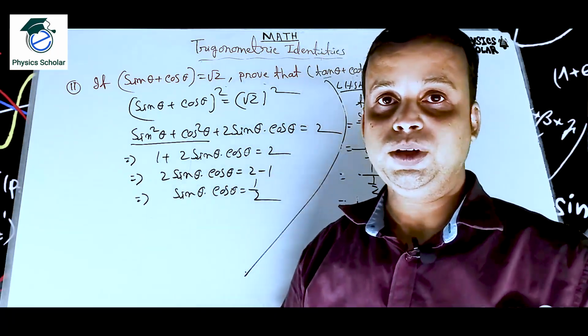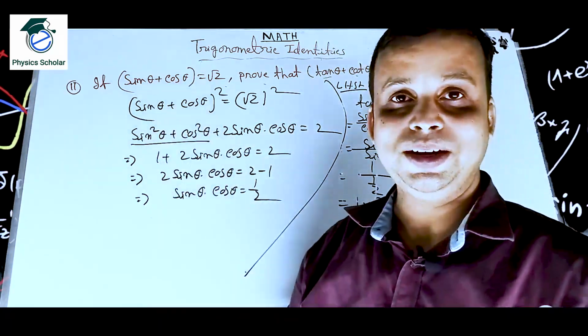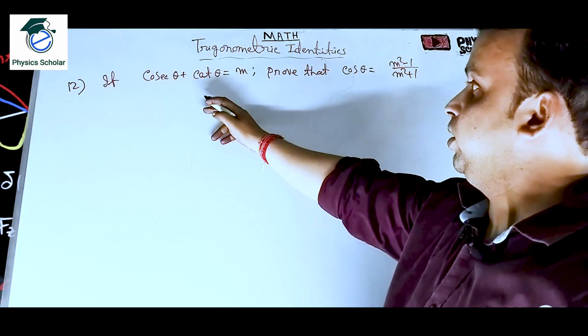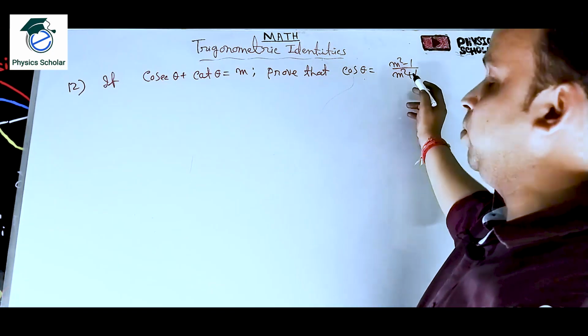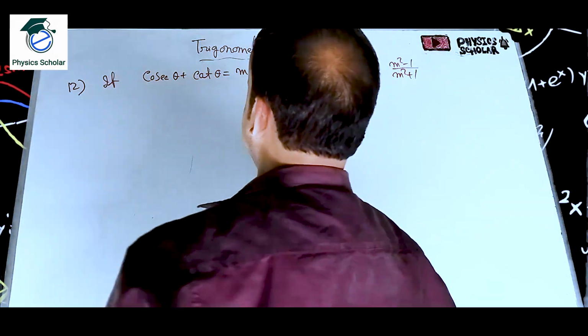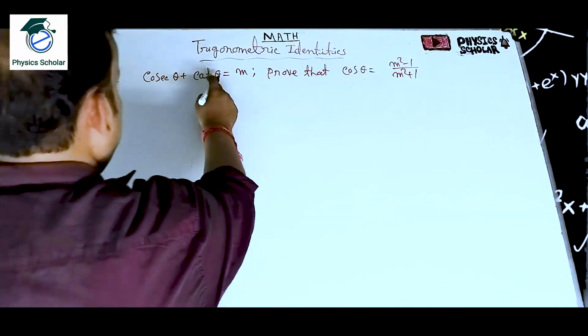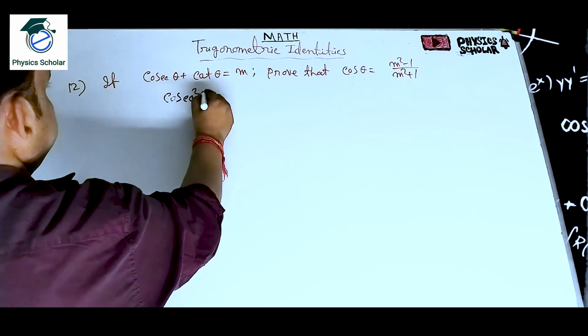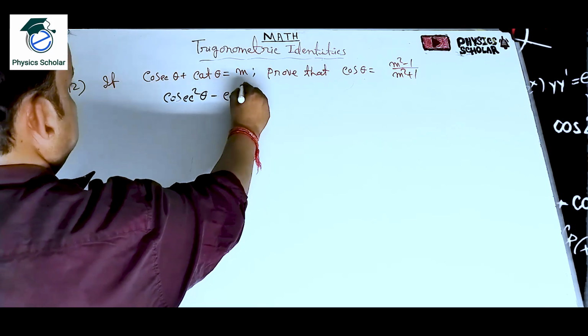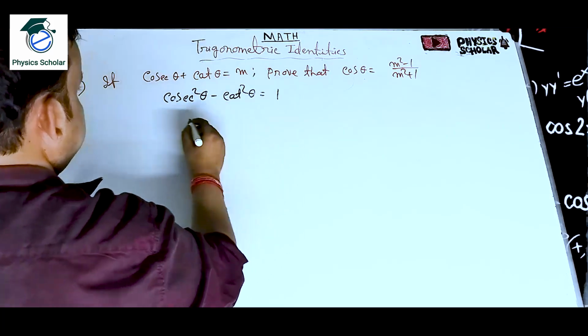Now let us move to sum number 12. Students, now it is cosec theta plus cot theta is equal to m. We have to prove cos theta is equal to m square minus 1 by m square plus 1. Clear? So how are cosec and cot related to each other? What do we know? Cosec square theta minus cot square theta is equal to what? 1. So what is the formula?